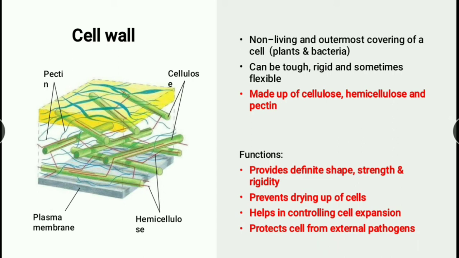Okay. What is the function? It provides definite shape, strength, and rigidity. So that is how the leaves, the stem, and all stand firm. That is because it has a cell wall. Otherwise, it will fall down. It won't have any shape. Think about the leaf. The leaf has some strength, or does it always bend down? No. It is just standing properly, isn't it? So that is because it has some strength. It has some shape, and it is provided by the cell wall.